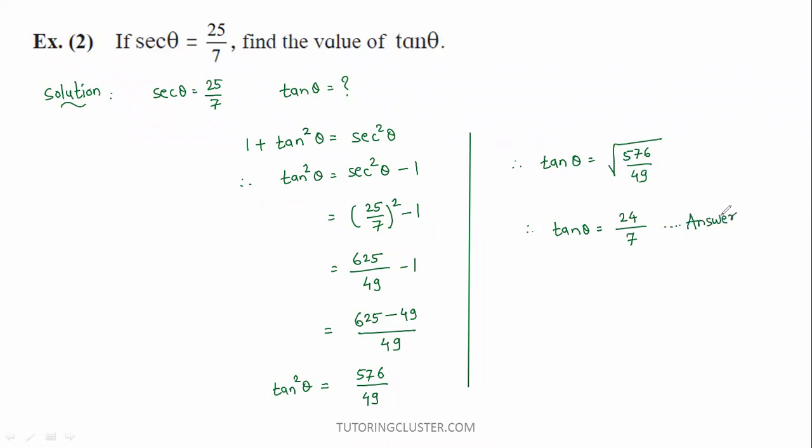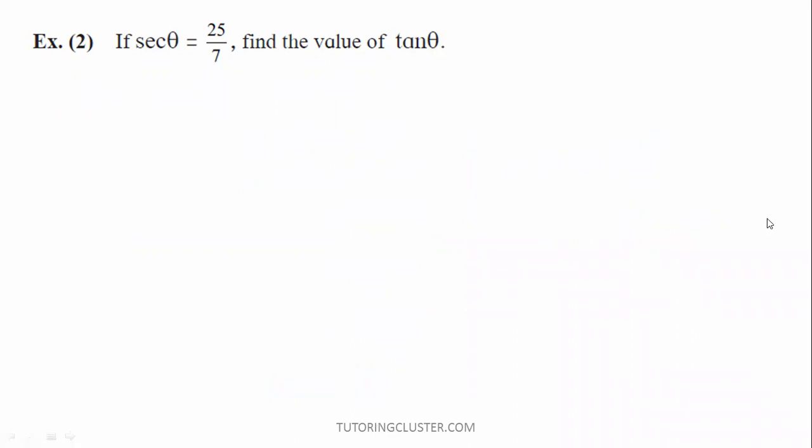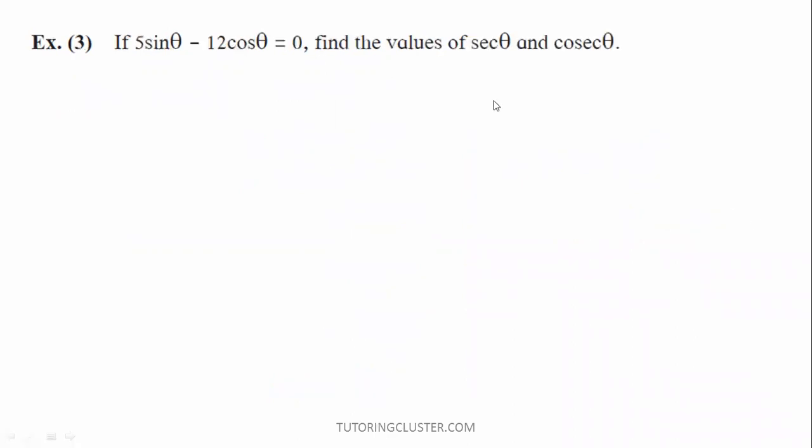Okay, so a very basic and simple question, but it can be asked in the exam. So that's why I have told you to remember three basic trigonometric identities. Now let us see the next question. If 5 sine theta minus 12 cos theta is equal to 0, find the value of sec theta and cosec theta. So very simple.